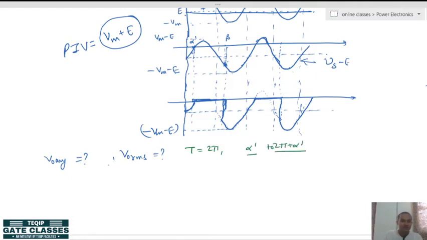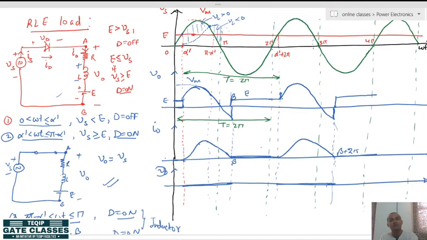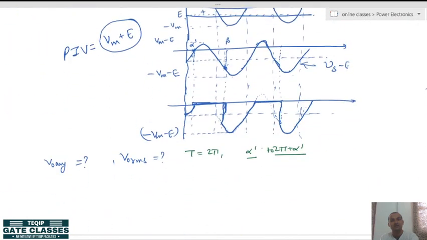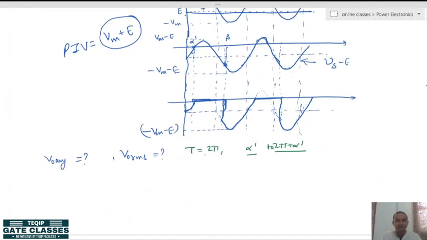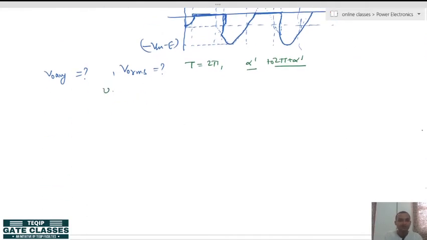These are my limits. If you break the curve, from alpha dash to beta it is a sine wave, and from beta to alpha dash plus 2 pi it is constant E. So if you write the curve like this, V naught of omega t is Vm sin omega t from alpha dash to beta, and it is equal to E from beta to 2 pi plus alpha dash.